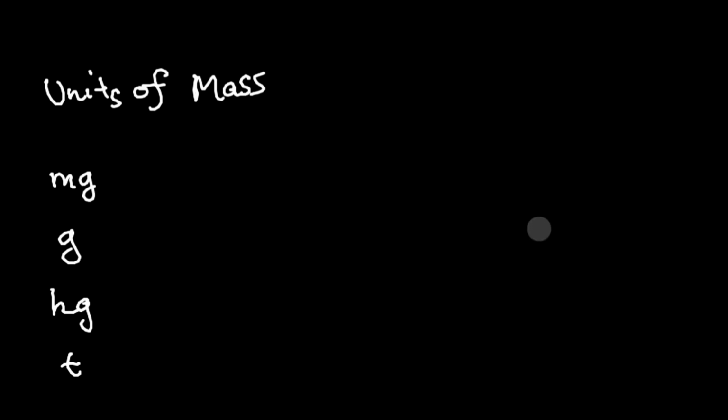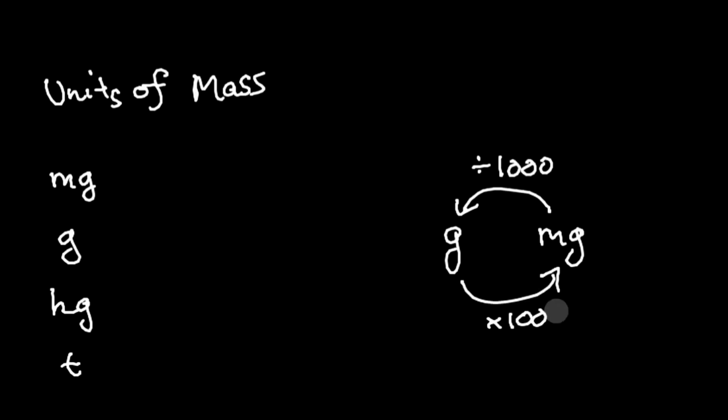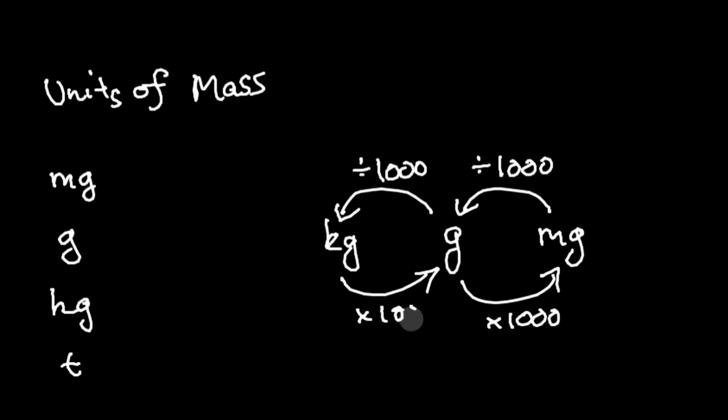So if we wanted to go from milligrams to grams, we'd divide by 1,000. Grams to milligrams, times by 1,000. Grams to kilograms, we'd also divide by 1,000. Kilograms to grams, times by 1,000. And kilograms to metric tons, also divide by 1,000, and times by 1,000 the other way.